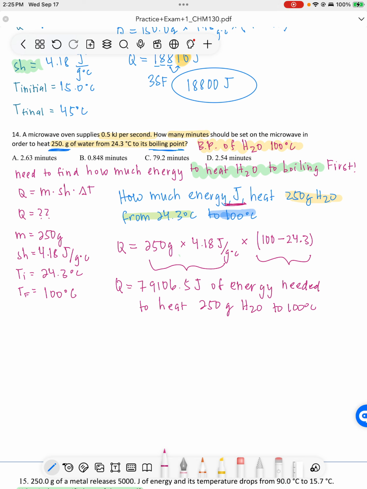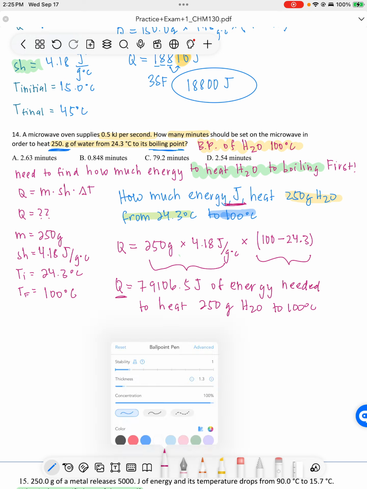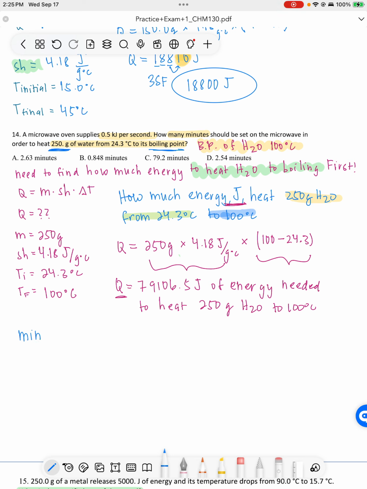Okay, so we found Q. We're not done yet though, because that isn't what the question is asking. The question is asking, given this feature on the microwave, 0.5 kilojoules per second, how many minutes would it take to heat this? How much time, if we know it's 0.5, let's write that down. We need minutes, so we're looking for minutes.